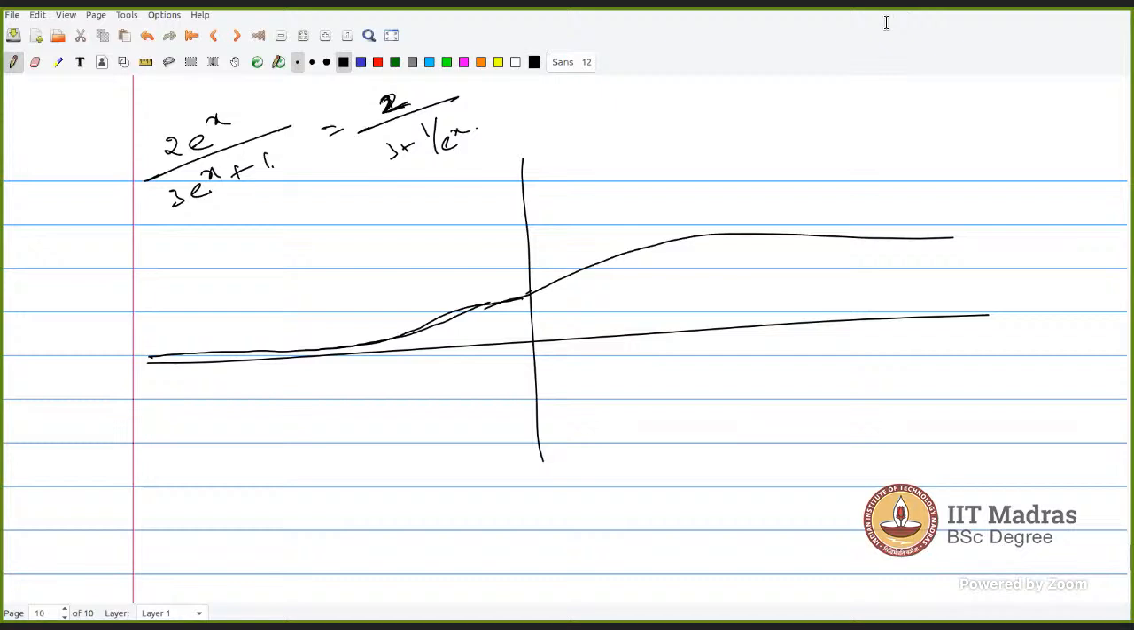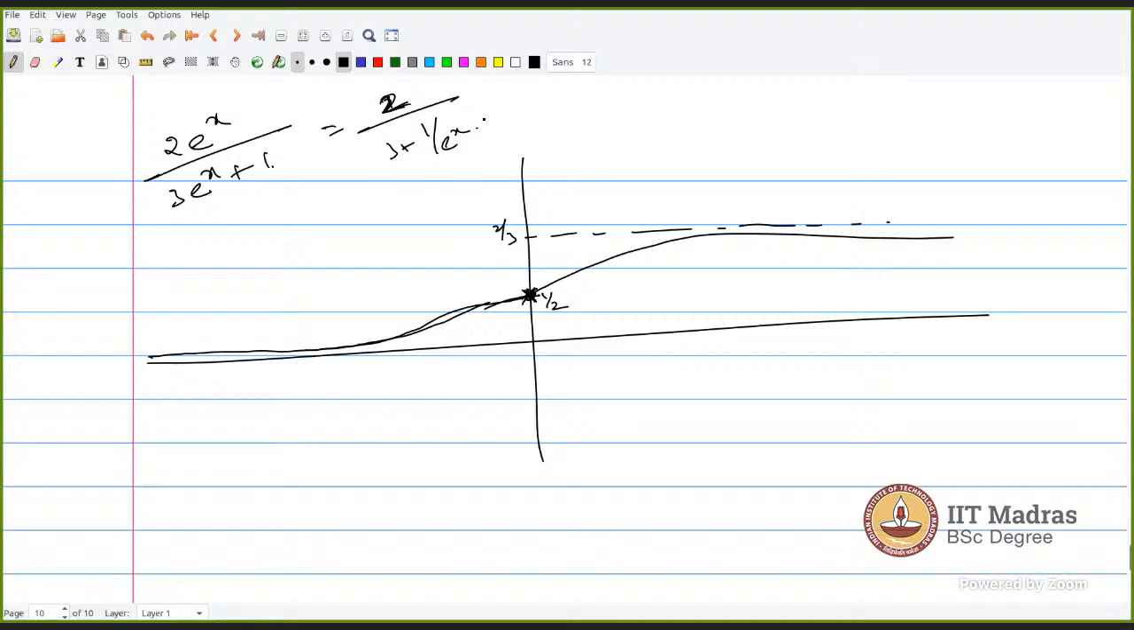For this function, it will go to 2 by 3. So when x is tending to infinity, it goes to 2 by 3. I just substitute x equals 0, then it will be 2 by 3 plus 1, that will be 1 by 2. So that means when x is 0, my y takes the value half. So I know that this point is on the graph.